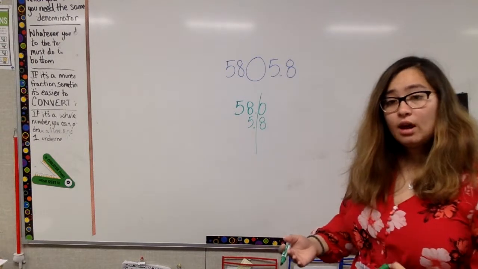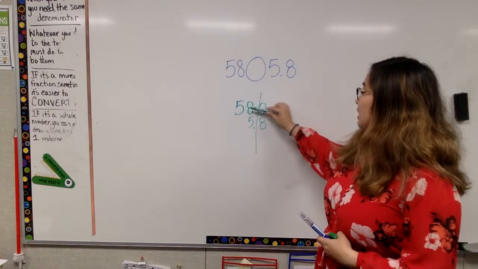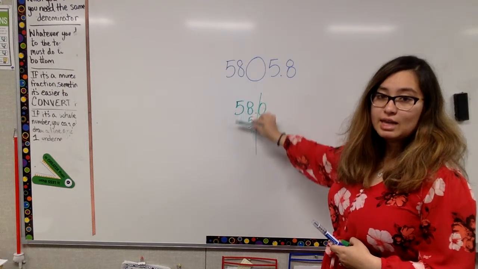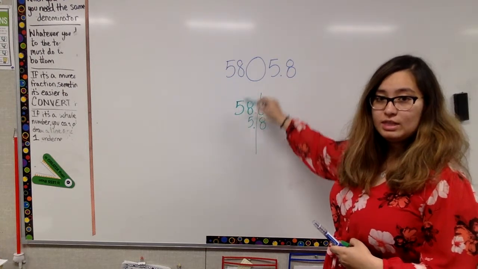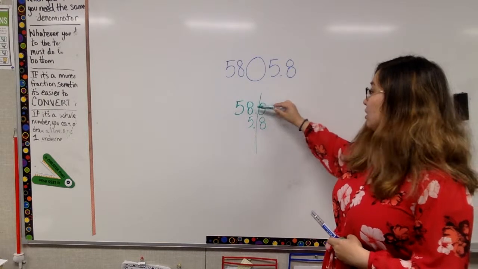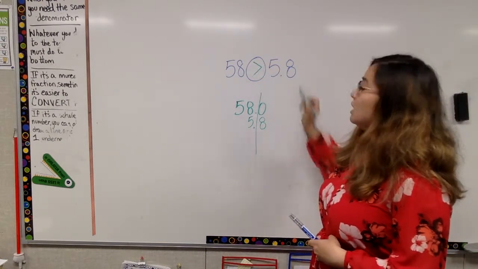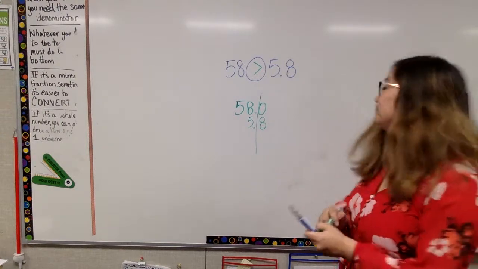Now, it's very obvious to me. 58 is way bigger than 5.8 because I have 50. I have 5 in the tens column. This number is much bigger than that. So, 58 is greater than 5.8.